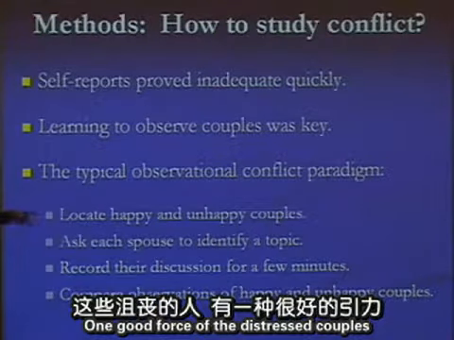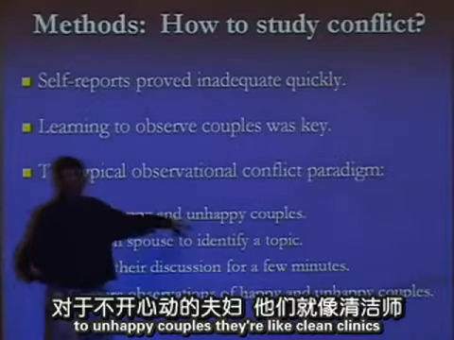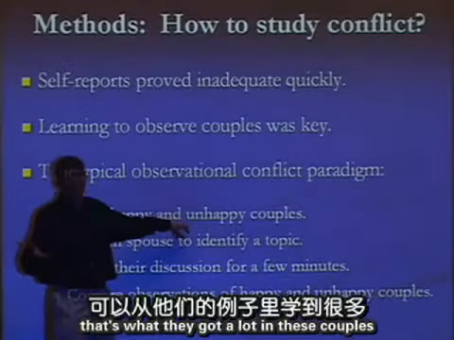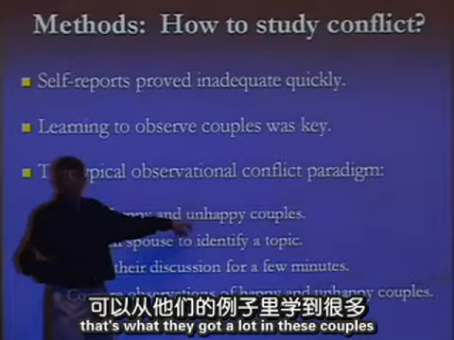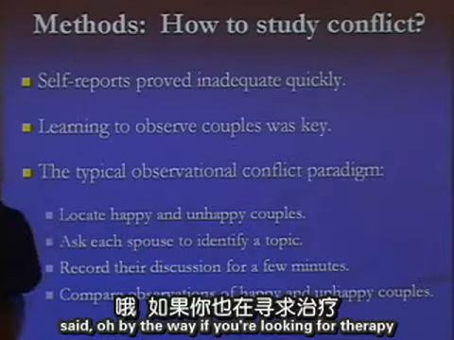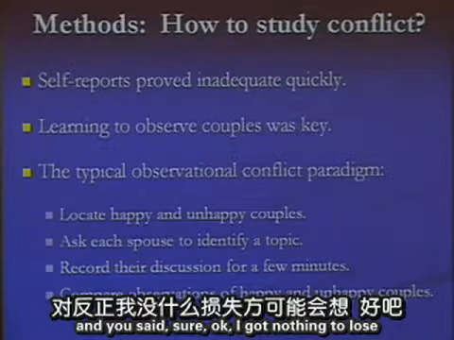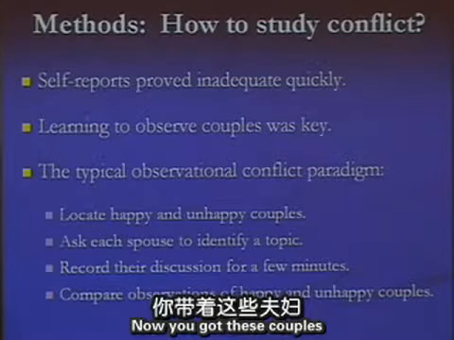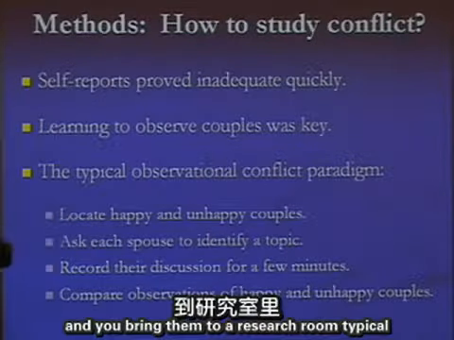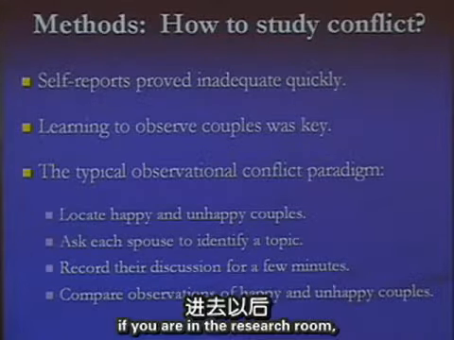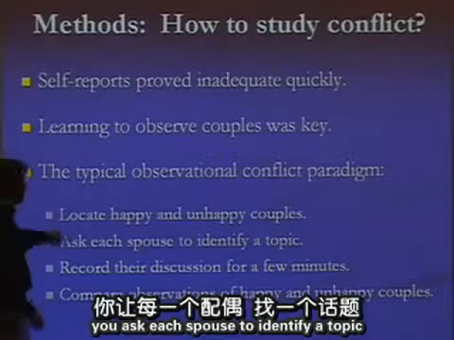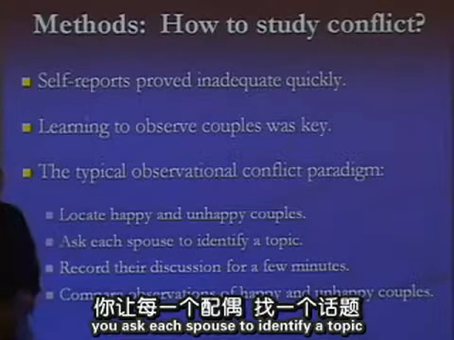One good source of the distressed couples, the unhappy couples, was clinics. That's where they got a lot of these couples, people who were looking for therapy. And they said, by the way, you're looking for therapy, would you mind being in a study while you're waiting? And they say, sure, okay, we've got nothing to lose. Now you've got these couples and you bring them to a research room, typically, and you ask each spouse to identify a topic.